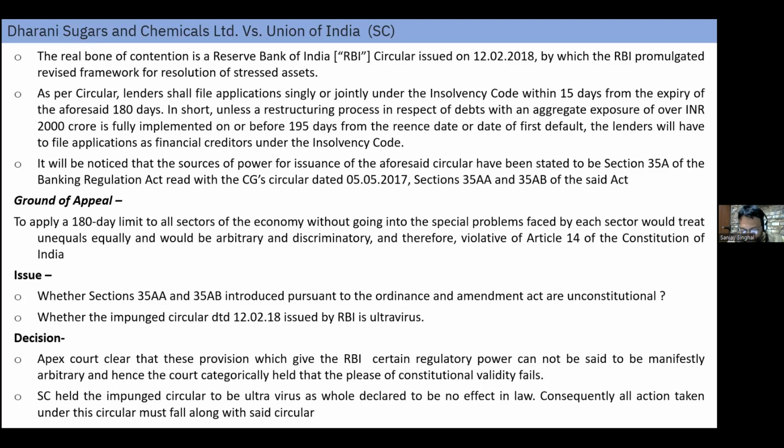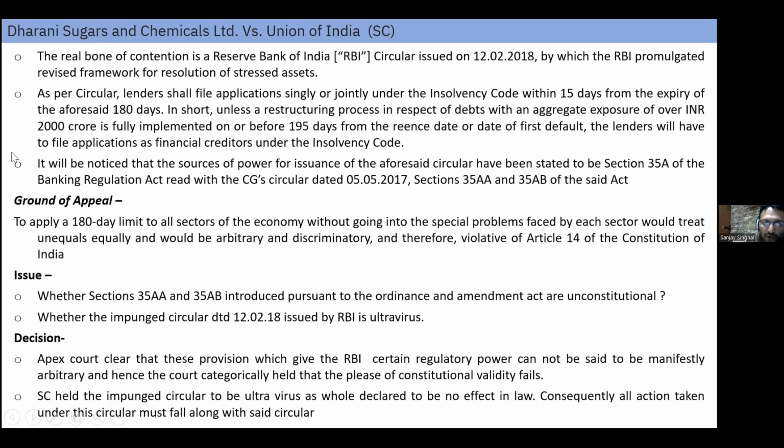So it is to be noticed that the source of power for issuing the aforesaid circular, where did the RBI take the power from, was Section 35A of the Banking Regulation Act, read with the central government notification dated 5th May 2017, Sections 35A and 35B of the Banking Regulation Act. That was the source of power of the RBI. The circular said this for all industries, with no differentiation between the industries.